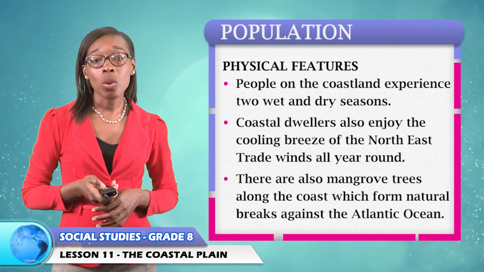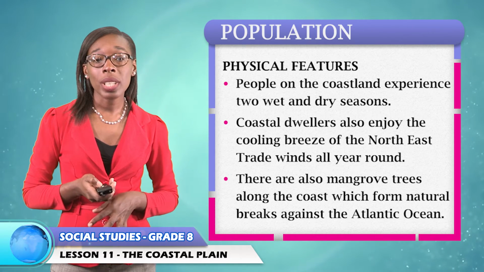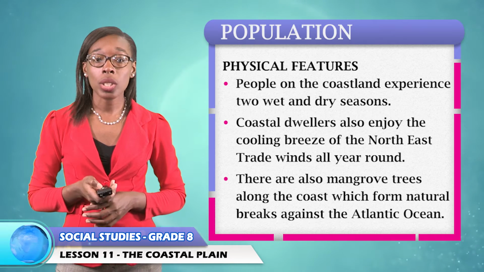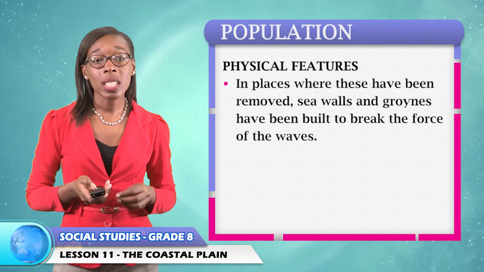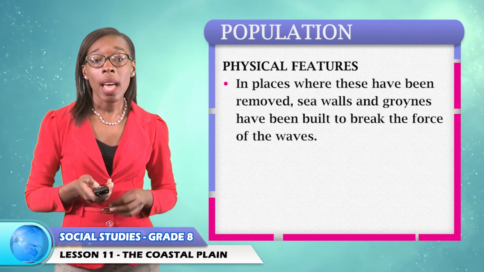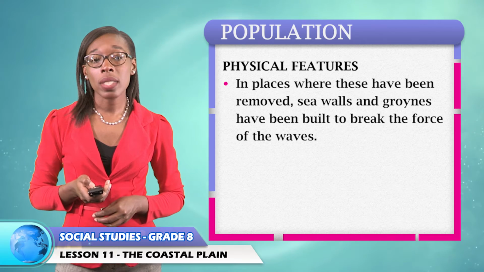There are also mangrove trees along the coast which form natural breaks against the Atlantic Ocean. In places where these have been removed, sea walls and groins have been built to break the force of the waves.